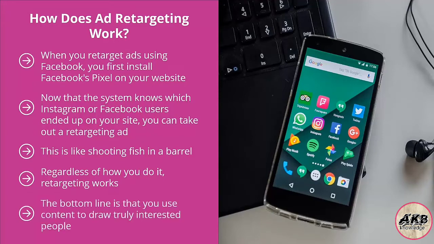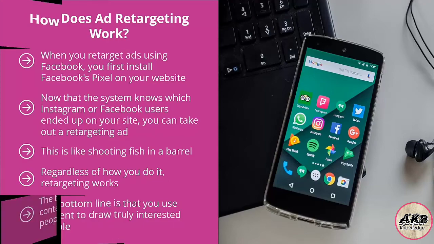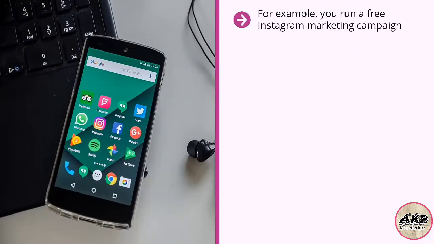The bottom line is that you use content to draw truly interested people. They wouldn't be clicking the content if they were not interested. But you have to set up your retargeting in such a way that only people who go past the initial page of your website are retargeted. For example, you run a free Instagram marketing campaign. You post reverse-engineered content on your account to build up a following. Enough people like your content so they click on your profile page and they see a link to a really useful article. They click through and they end up on an article, and Facebook Pixel is paying attention to them.